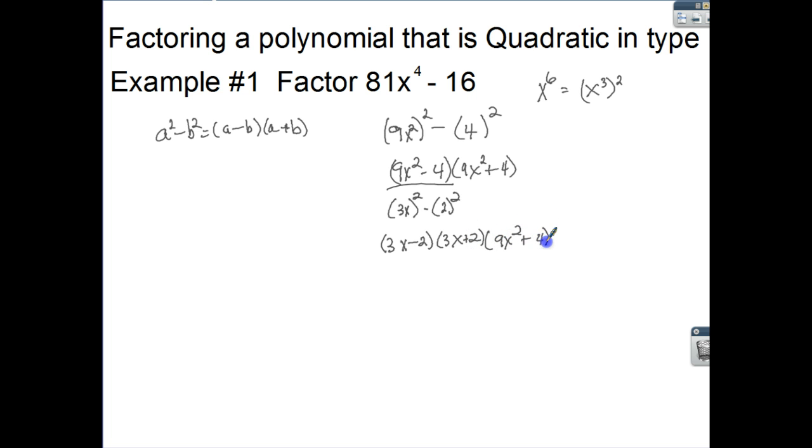Now there's a common error made in Algebra 2 thinking that you could factor the sum of two squares. It just doesn't work. There's not two binomials that you can multiply together and get this. So don't try to factor the sum of two squares. There's not a formula for it. Okay?